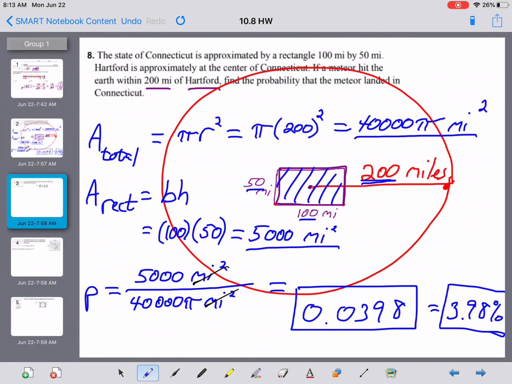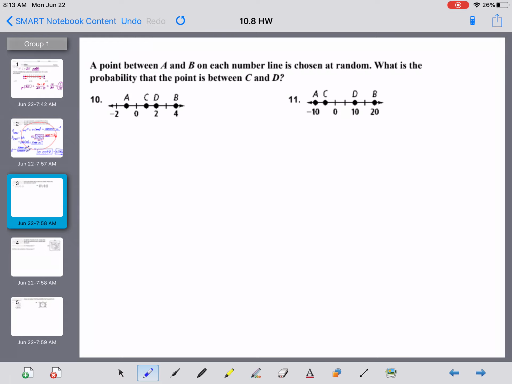Some other problems around that might be helpful to you. Okay, let's take a look at these ones. I'm going to do number 10 with you guys. You're going to get to come back and do number 11 then on your own. This is a little bit more straightforward of a probability problem. A point between A and B on each number line is chosen at random. What's the probability that the point is between C and D?